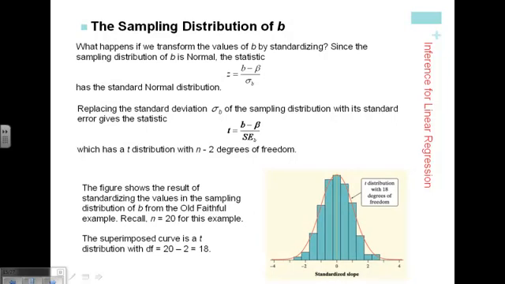Okay. So we've got all the elements to actually start doing inference testing. We have all the elements to start saying, hey, I did some sampling and I got a B value. Does that B value support or refute a claim about some population beta value?